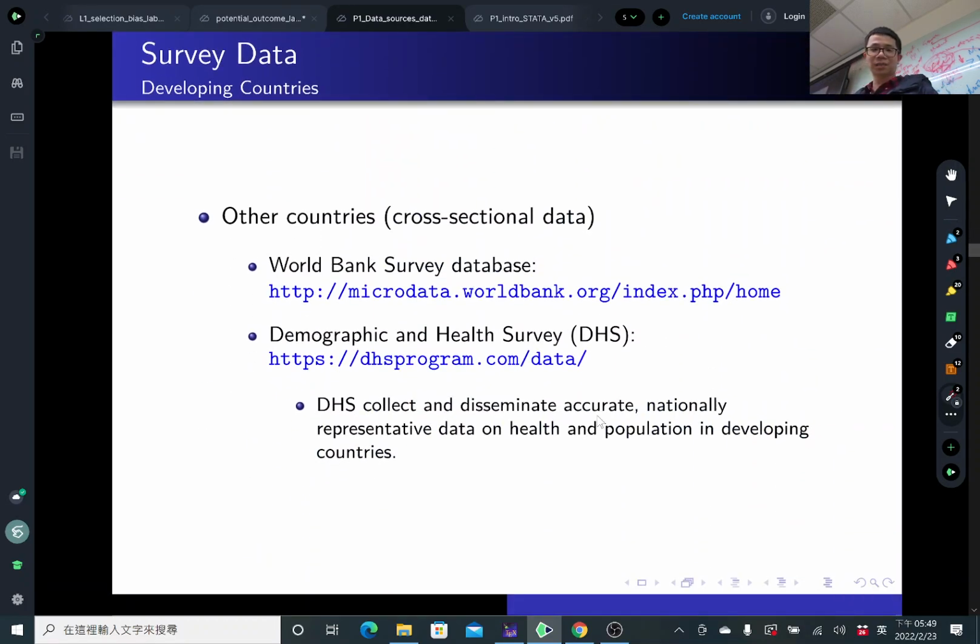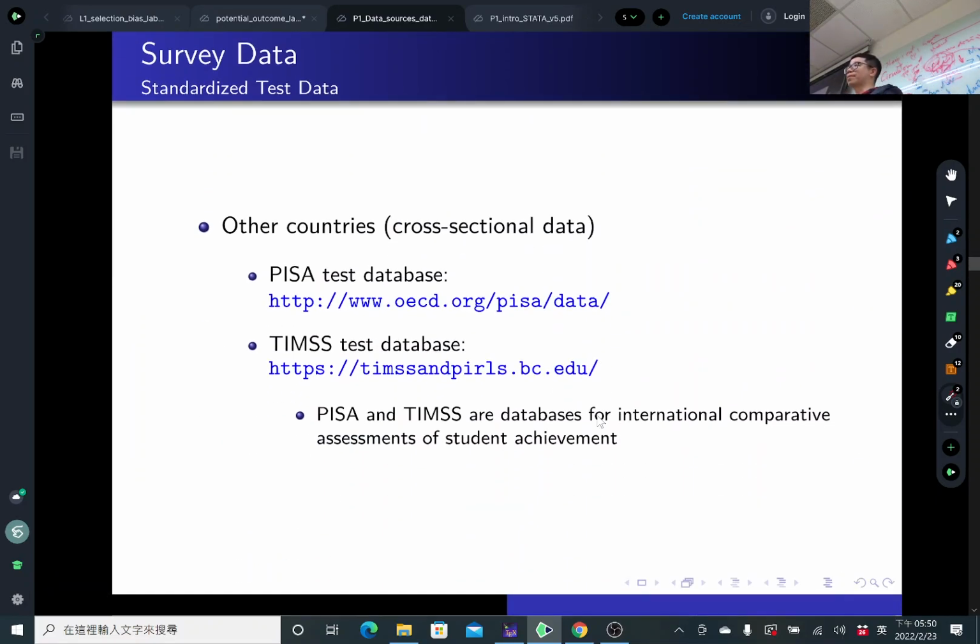And for other countries, especially the developing countries, you can use the World Bank survey database or the Demographic and Health Survey. That survey is quite amazing. It collects data from around 100 countries, especially from Africa or Latin America. They ask questions about health and population issues in the developing countries. So if you want to examine some issue in a developing country, you can use this DHS data set. Okay. So any questions? Okay.